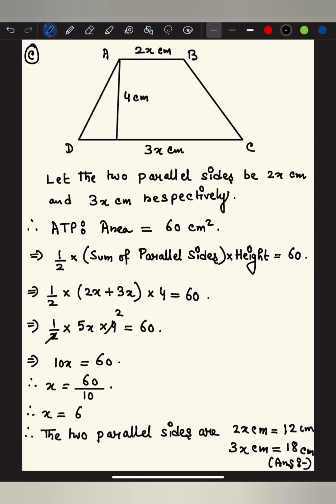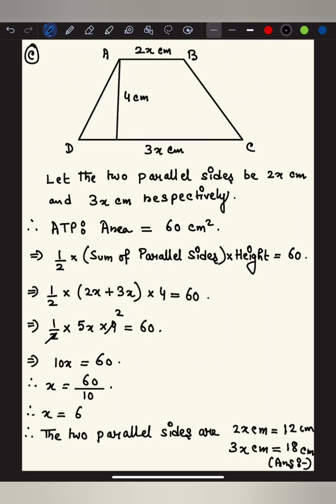Since the parallel sides are in the ratio 2:3, we let the two parallel sides be 2x centimeter and 3x centimeter respectively. Therefore area equals 60 centimeter square. Now the formula for the area of a trapezium is half into sum of parallel sides into height. So half into (2x + 3x) into 4 is equal to 60, which implies half into 5x into 4 equals 60. So this 2 and 4 get simplified and this becomes 2.